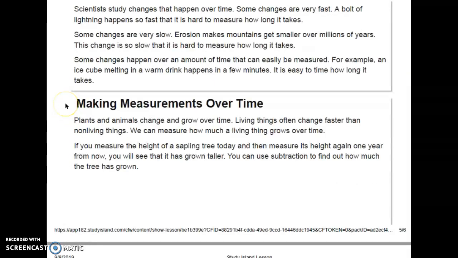Making measurements over time. Plants and animals change and grow over time. Living things often change faster than non-living things. We can measure how much a living thing grows over time. If you measure the height of a sapling tree today and then measure its height again 1 year from now, you'll see that it's grown taller. And then you can use subtraction to find out how much the tree has grown.